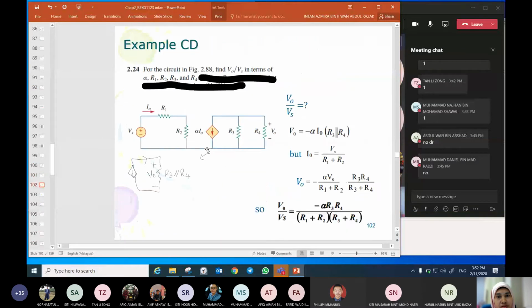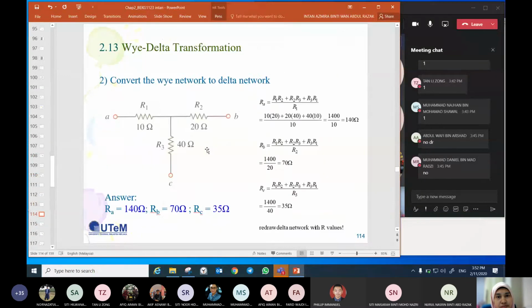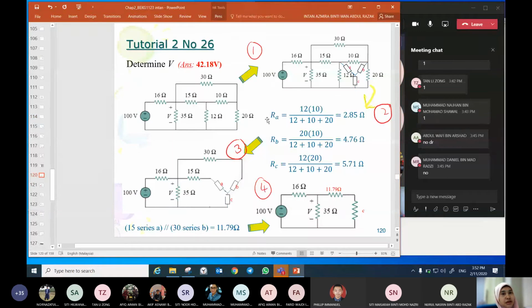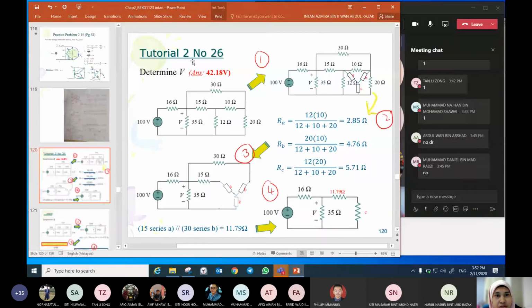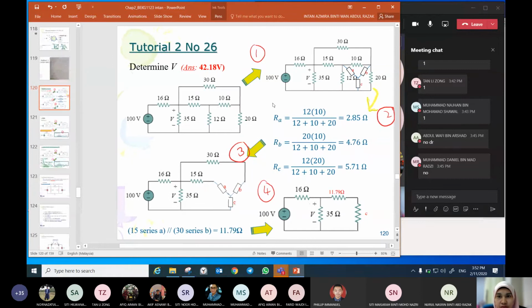Where is the equation? Okay, this is star delta. Actually, at this moment, we do not learn nodal analysis. Question number 26 in tutorial 2 is actually for star delta, current divider, voltage divider. So that's why at this moment we solve using star delta.